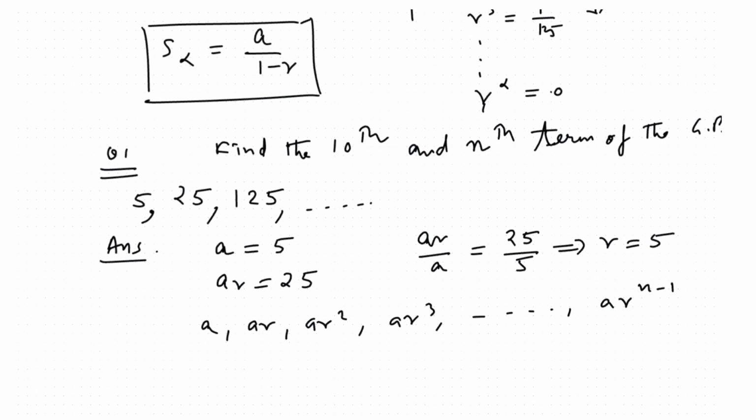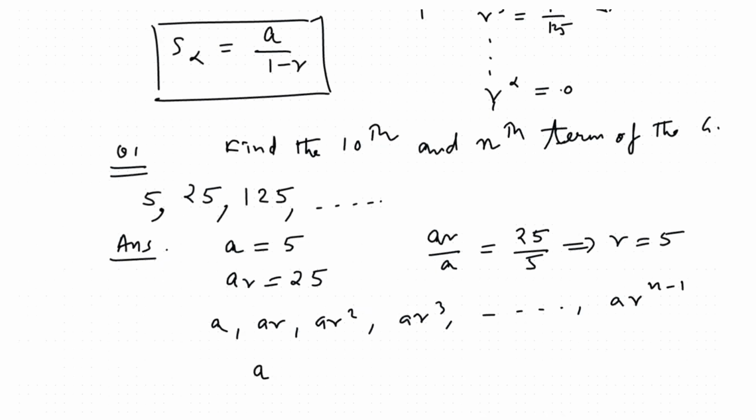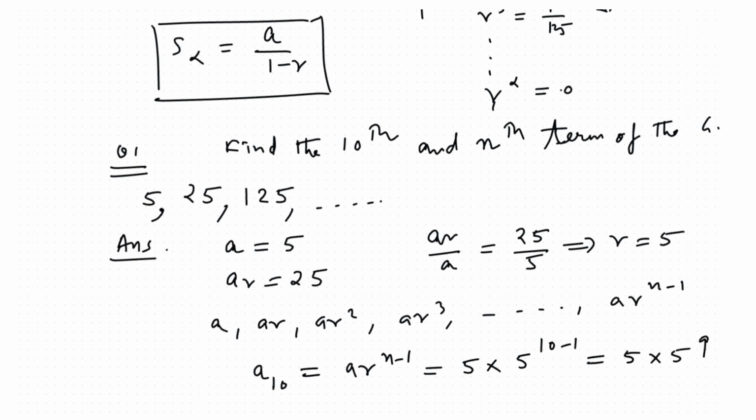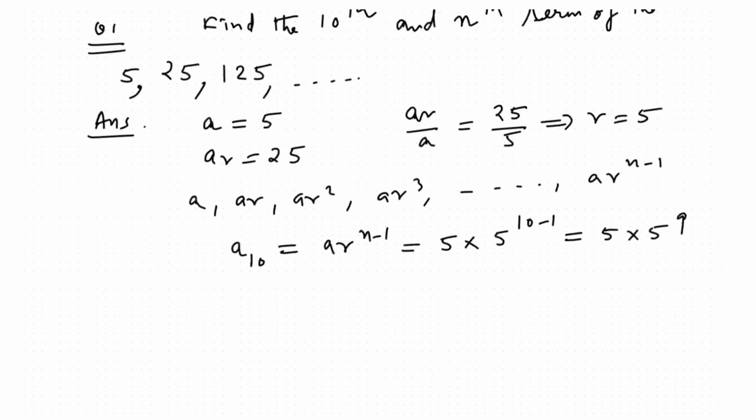Now I am asked what? I am asked the 10th term. That means I want a10. So what will be my a10? The term has to be a r^(n-1). So what was a? That was 5, times r was also 5, and n was 10 minus 1. So I will get 5 times 5 raised to the power 9. So my a10 would be 5 raised to the power 9 plus 1, which is 5 raised to the power 10. Okay.